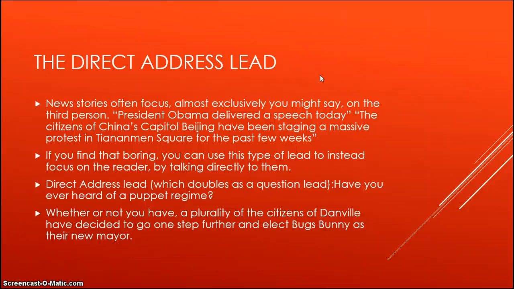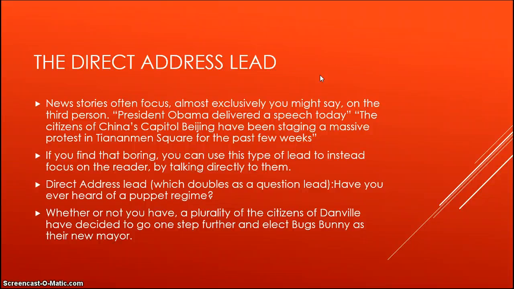So if you find that boring and you want to switch it up and make something different, you can use this type of lead to instead focus on the reader by directly talking to them. So a direct address lead, which also doubles as a question lead: Have you ever heard of a puppet regime? Whether or not you have, a plurality of the citizens of Danville have decided to go one step further and elect Bugs Bunny as their new mayor. This is the same lead that was used for the question lead, but it's also a direct address lead. Generally, question leads are best when they're also doubling as direct address leads. If you have to use a question lead, then it should also be a direct address lead, because then you can at least make it more personal for the reader.